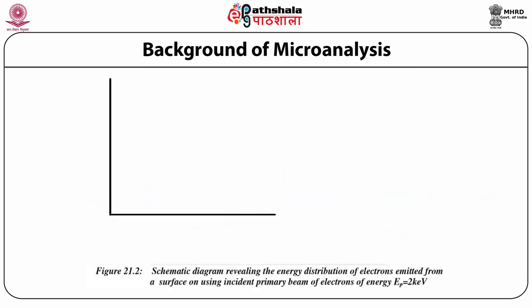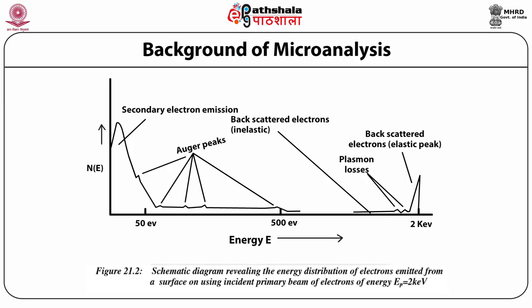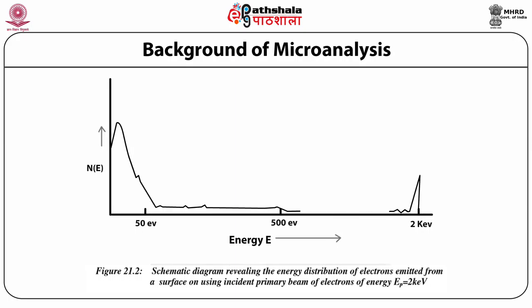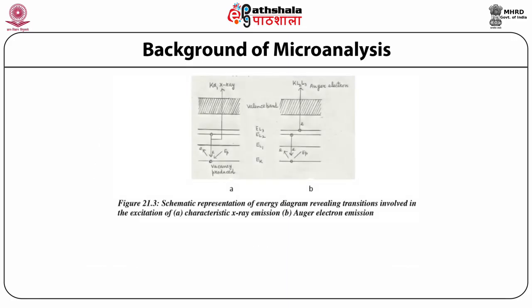Figure 21.2 is a schematic diagram revealing the energy distribution of electrons emitted from a surface on using an incident primary beam of electrons of energy E P equal to 2 keV. Figure 21.3 is a schematic representation of an energy diagram revealing transitions involved in the excitation of A, characteristic X-ray emission, and B, Auger electron emission.